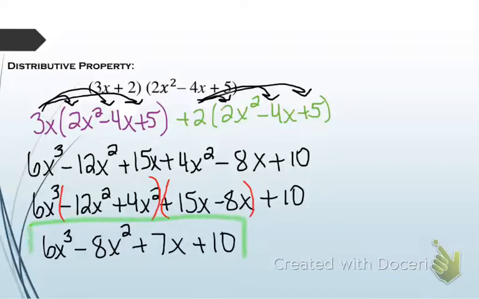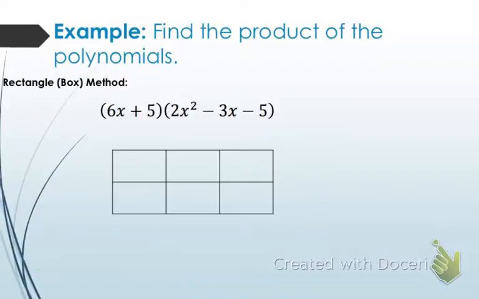This is our final answer. Pretty long polynomial. Now, distributive property is not the only way that we can solve these. We could also use the box method. It's nice and simple.